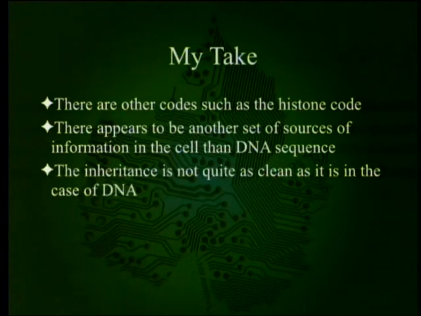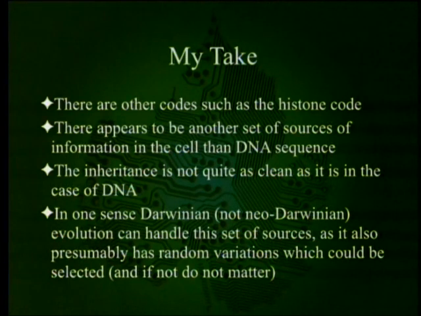The inheritance is not quite as clean as it is in the case of DNA, where we can see a specific code going to a specific thing, but there is a general pattern that is important. In one sense, Darwinian, not neo-Darwinian evolution, can handle this set of sources, as this set of sources also presumably has random variations which could happen and which could be selected. And if they don't make any difference, then they don't really matter for the organism anyway.